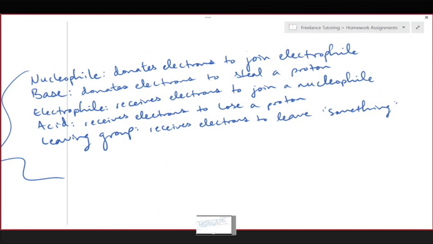Also, I noticed that you kind of grouped these into 2 groups. Nucleophile together with base. They're similar because they both donate electrons. And electrophile together with acid together with leaving group. They're similar because they all receive electrons. That's a good way to learn these.